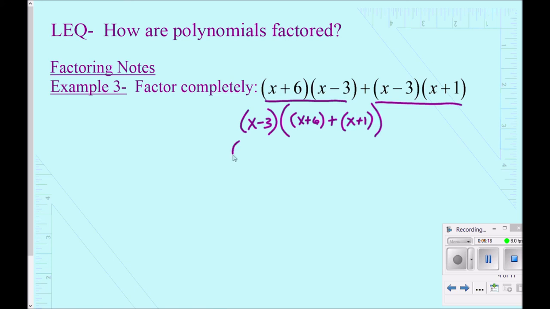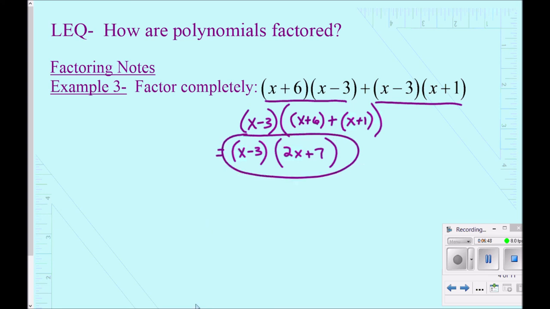So now I'm ready to simplify this further. I have x plus 6 plus an x plus 1. I'm adding, so that's just combining like terms. x plus x we know is 2x, and 6 plus 1 we know is 7. So that simplifies to 2x plus 7 after I combine like terms. Now I'm checking to see if anything factors. I see that it doesn't. So that is my final answer for the factored form of the original.